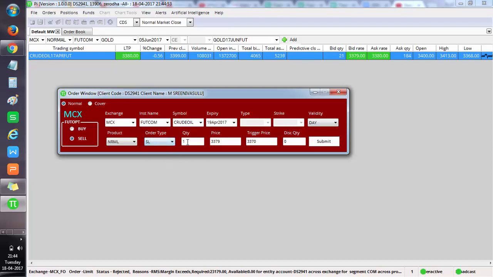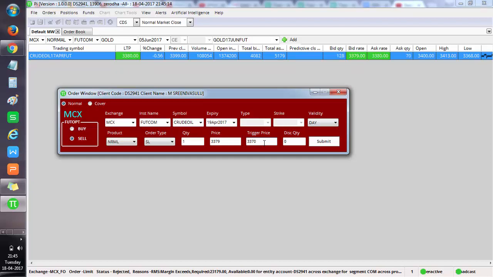In SL, as and when I selected SL, you can see price and trigger price, both the columns have become enabled. Now the beauty of the SL order is that you can select a trigger price and a price. As a trader, this will help you in the following way.